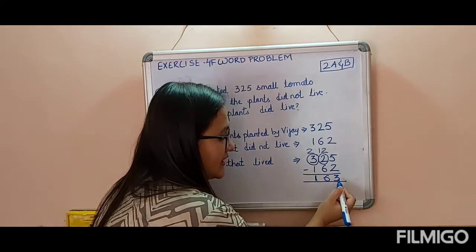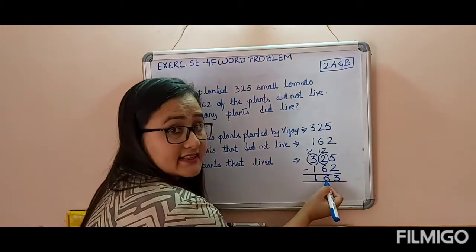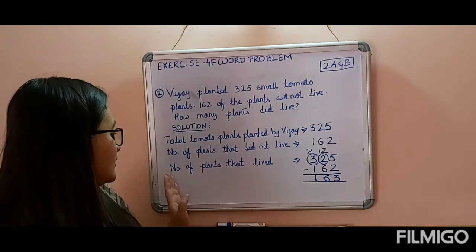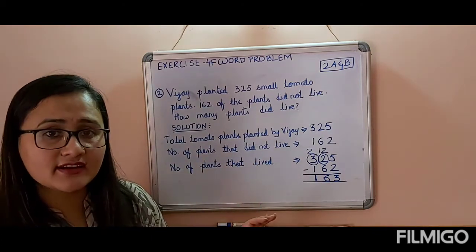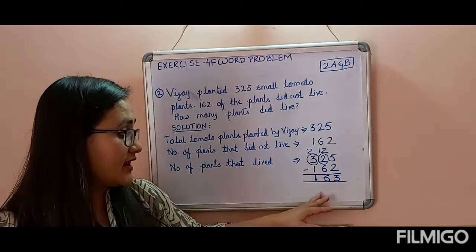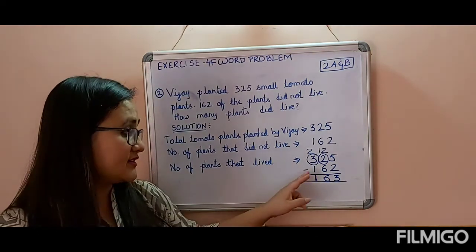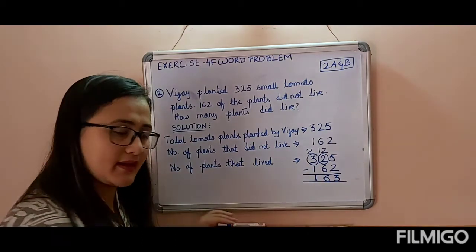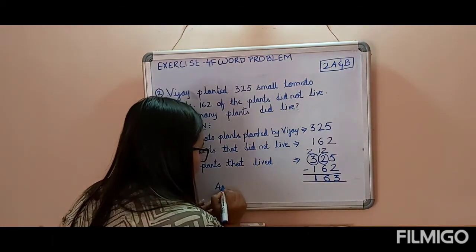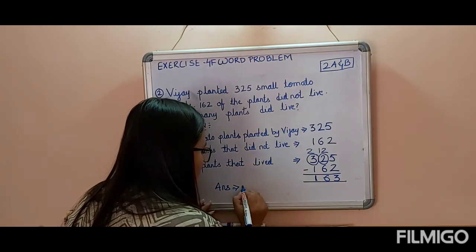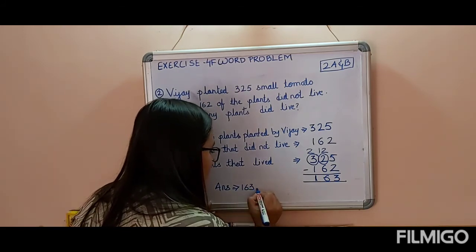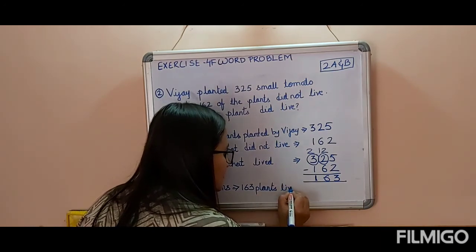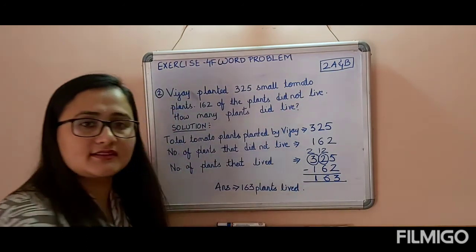Yes, quickly check your answers. 3 plus 2 is 5, 6 plus 6 is 12, and 1 plus 1 is 2. So how many plants lived? How many plants survived? 163 plants survived, and 162 plants had died out of 325. So your answer will be 163 plants lived. Okay, this is your answer.